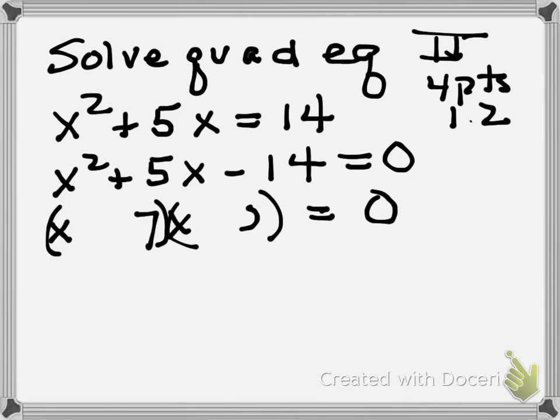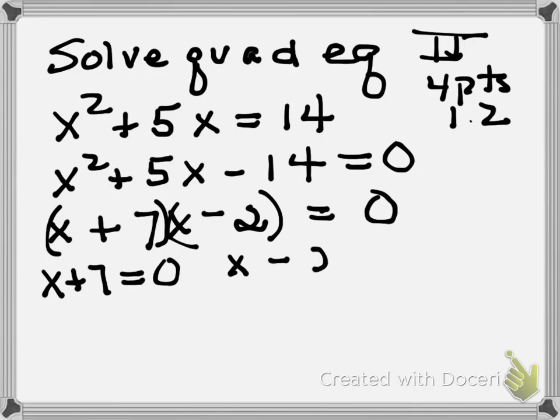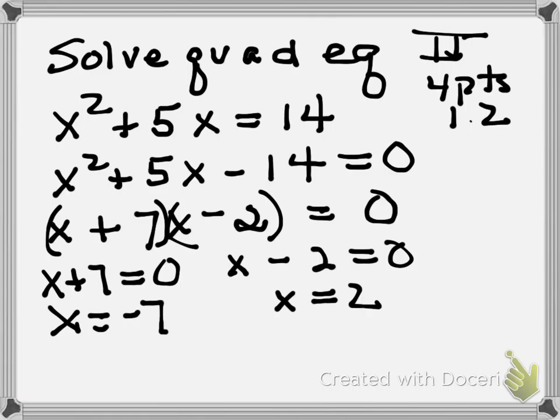The factors of 14 are 7 and 2. I want to make the 7 positive and the 2 negative, and we still have to solve, so we set the factors equal to 0 to get two solutions, -7 and +2.